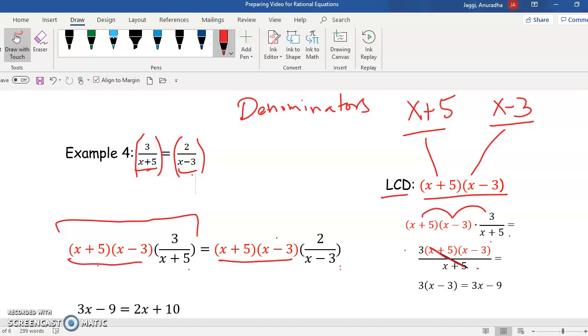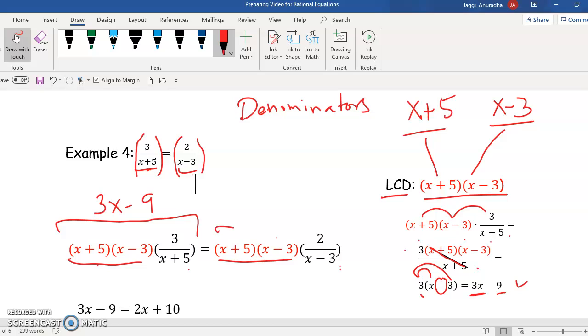So what are you left with? You're left with 3 times x minus 3. So 3 times x minus 3 needs further distribution for simplification. So 3 times x is 3x, and then 3 times 3 is a 9 with a negative sign in between. So you get your 3x minus 9 as your left hand side.